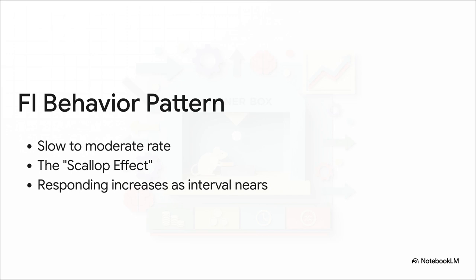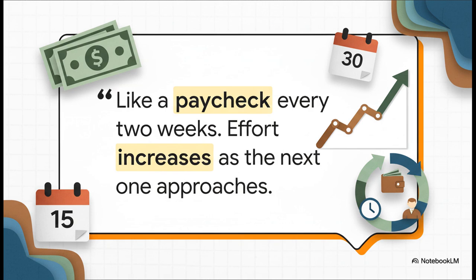You can think of it as the science of cramming for an exam. A biweekly paycheck is a great example of this schedule. For some people, work effort might be a little lower right after payday. But then it often picks up again as that next payday gets closer. This cycle of pausing and then accelerating is the hallmark of a fixed interval schedule.